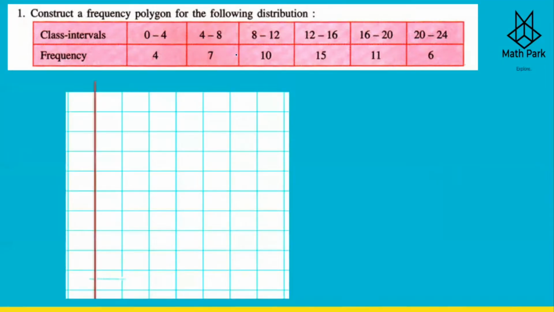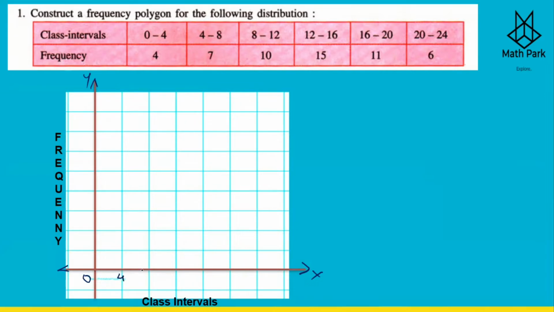In a graph book, we have to draw the x-axis and y-axis. So this is your x-axis and this is your y-axis. Where these axes meet is called the origin. On the x-axis, we'll be plotting the class intervals, and on the y-axis, we'll be plotting the frequencies. So 0 is over here, and this is now 4.